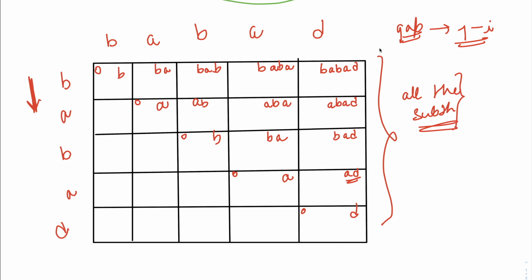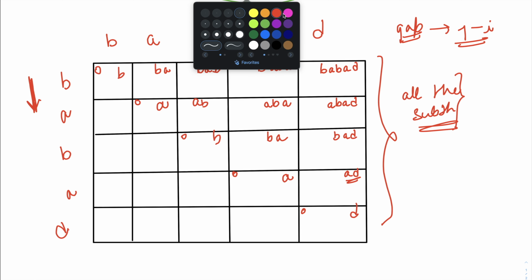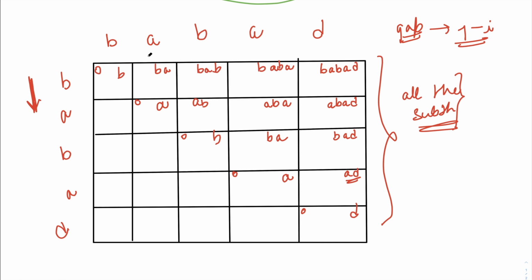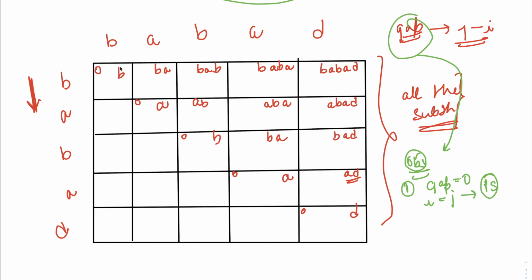Okay, so for palindromes, we will see how we can check whether a string is palindromic in the easiest way. So we have a variable gap, if you remember. We have some observations. The first observation is that whenever the gap is 0, or we can say whenever i is equal to j, we have a palindromic substring, that is B, A, B, A, D. These are palindromic substrings.